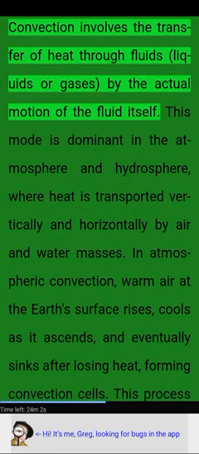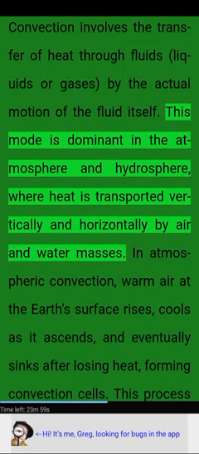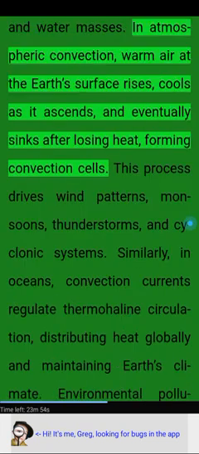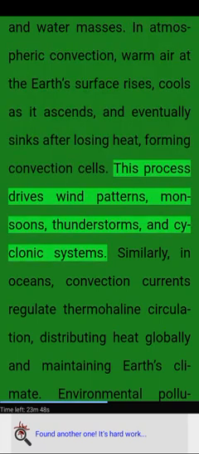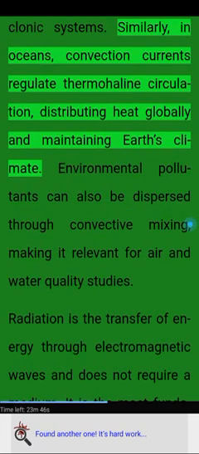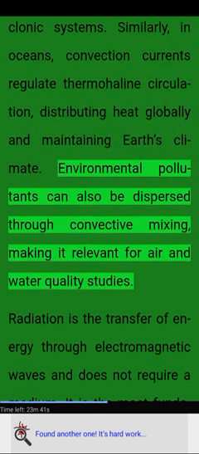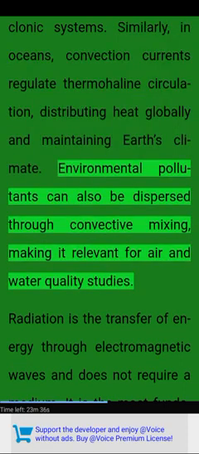Convection involves the transfer of heat through fluids, liquids or gases, by the actual motion of the fluid itself. This mode is dominant in the atmosphere and hydrosphere, where heat is transported vertically and horizontally by air and water masses. In atmospheric convection, warm air at the Earth's surface rises, cools as it ascends, and eventually sinks after losing heat, forming convection cells. This process drives wind patterns, monsoons, thunderstorms, and cyclonic systems. Similarly, in oceans, convection currents regulate thermohaline circulation, distributing heat globally and maintaining Earth's climate. Environmental pollutants can also be dispersed through convective mixing, making it relevant for air and water quality studies.